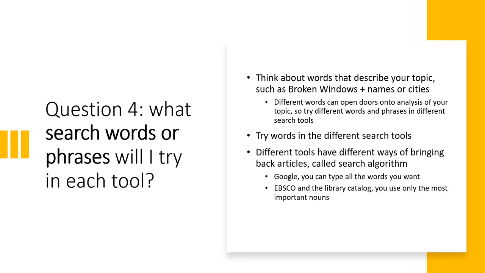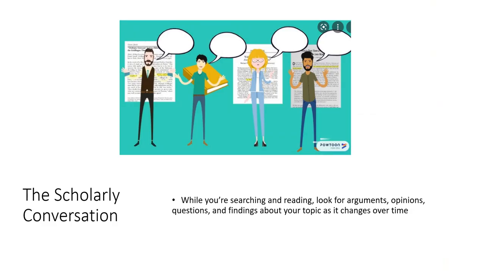In EBSCO, it searches differently, so you have to be more careful about the types of words that you choose. Usually it's the most significant nouns. So broken windows, policing, and maybe theory or development. You can try different things to see how they work in EBSCO and the library catalog.